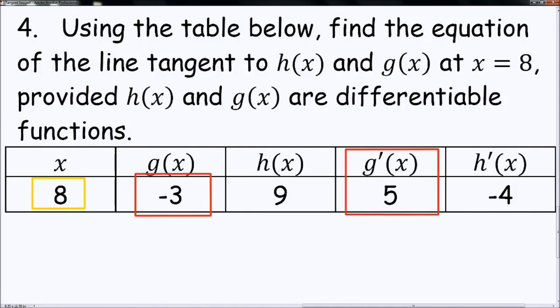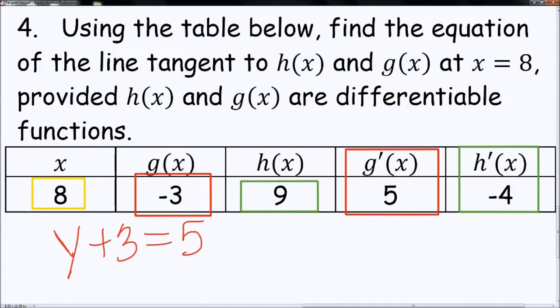H of x is going to have a different slope. H of x's y-coordinate is at 9, and its slope, you see the h prime of x is over here, which is -4. So my tangent line equation for my g of x is going to be y plus 3 is equal to 5 times x minus 8. That's my g of x.